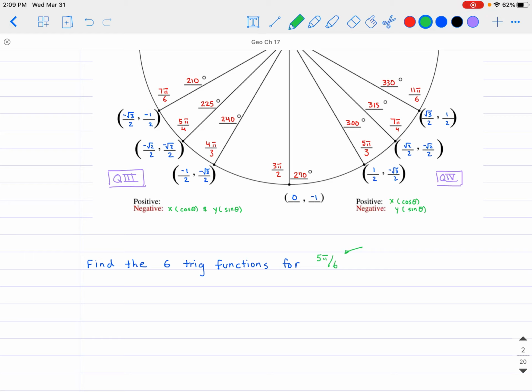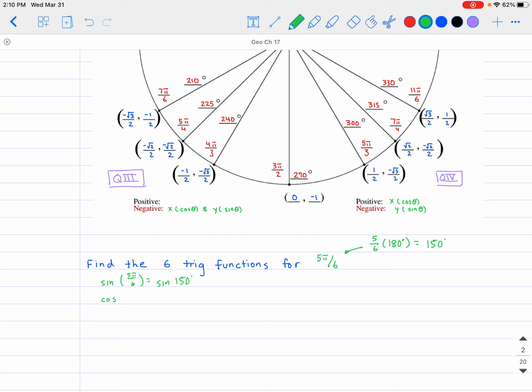5 pi over 6 is the same thing as 150 degrees, because if you remember, 5 divided by 6 multiplied by 180 degrees, because that's what pi is equal to. 5/6 of 180 is equal to 150 degrees. So this is kind of like saying, what is the sine of 5 pi over 6, or we can say sine of 150 degrees.